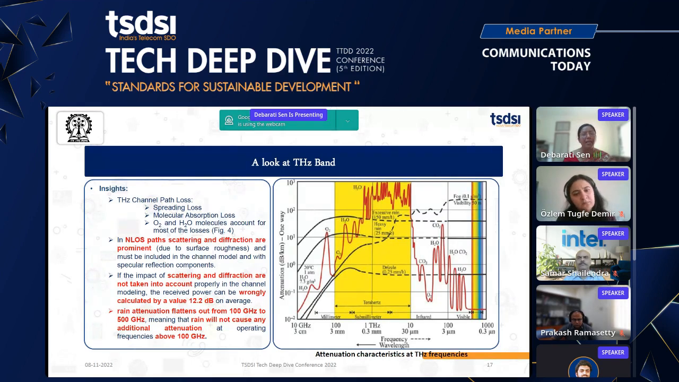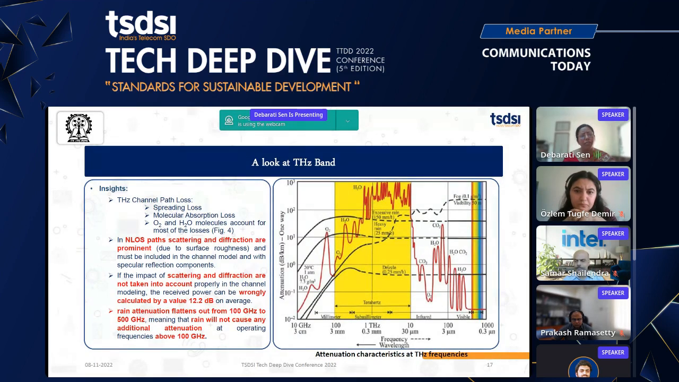We will again be seeing the spreading loss and the molecular absorption loss, where oxygen and water molecules account for most of the losses. It is about your choice of band, over which you can control some of these absorptions from the environment. But the most important thing is that scattering and diffraction, which were not accounted for in millimeter wave because the transmission frequency was very low, will be dominating factors here, and hence the received power levels are expected to be further reduced.